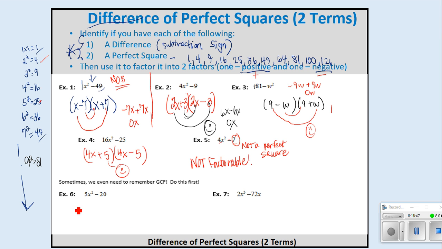Oh, but sometimes trickery happens. And here's the trickery. 5 isn't on the list and neither is 20. But what do 5 and 20 have in common? You can take out a greatest common factor. 5 divided by 5, well, that's x squared. 20 divided by 5, that's negative 4. And if you can do that, and then your answer is on the list, you can factor it again.